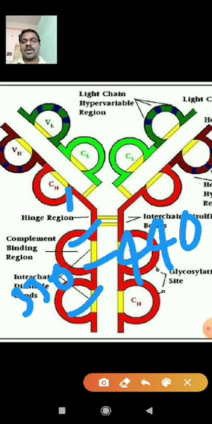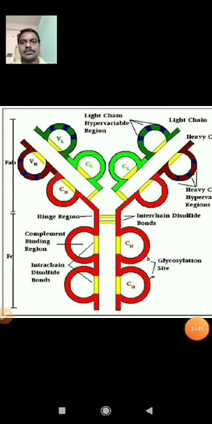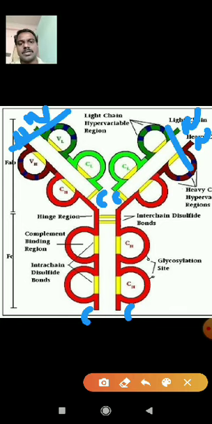So these are the variable and constant regions in the light chain and heavy chains, right? In the structure of the antibody, there are terminals present in the light and heavy chains. We call these the N terminal and the C terminal. So these are the N terminals, and these are the C terminals in the light chain, and in the heavy chain these are the C terminals.